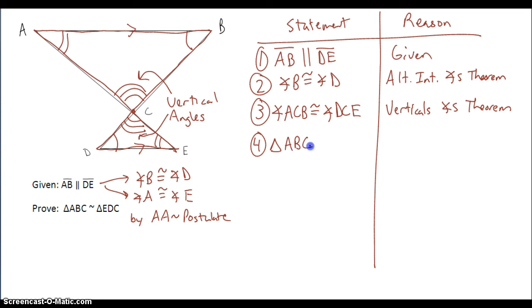Triangle ABC is similar to triangle... Now look at the order. ABC, EDC. A has to correspond to E and B to D, and then C to C. EDC by the angle-angle similarity postulate. I could have used this pair of congruent angles, A and E, but I don't have to. I can just pick 2 and write my proof.